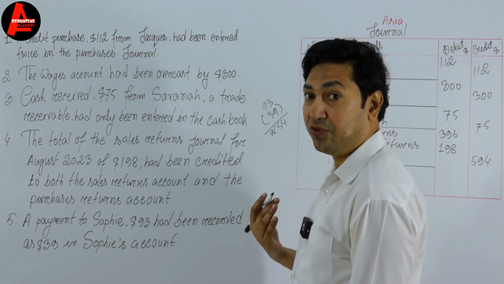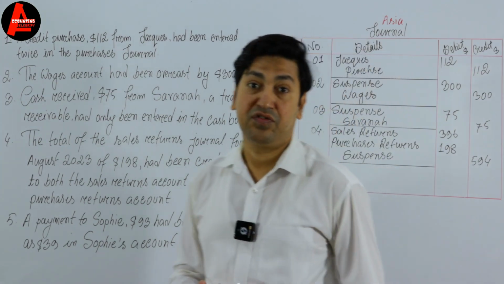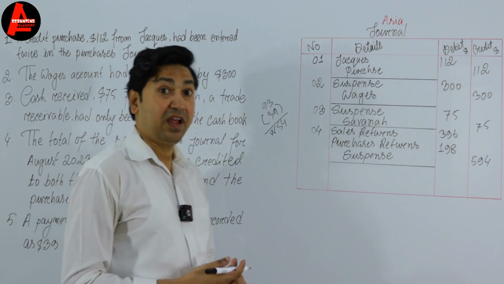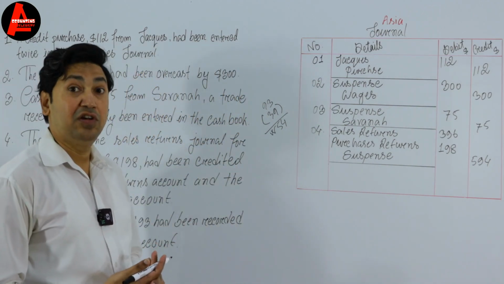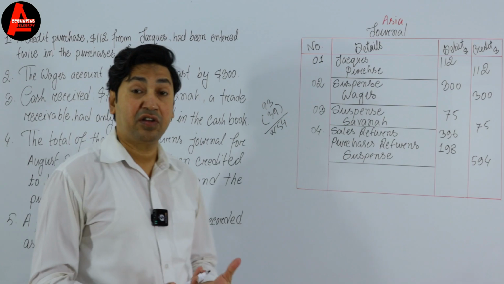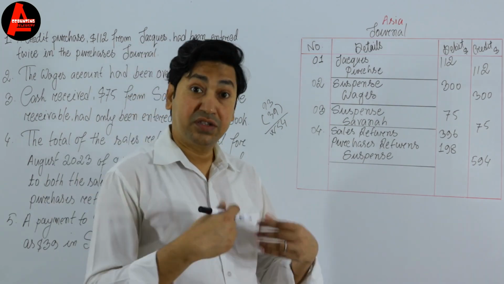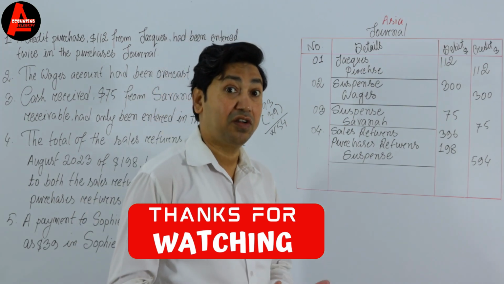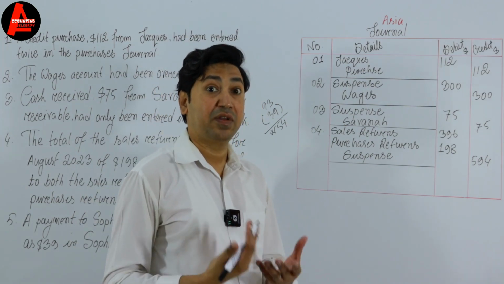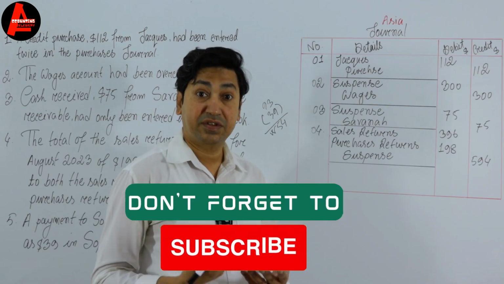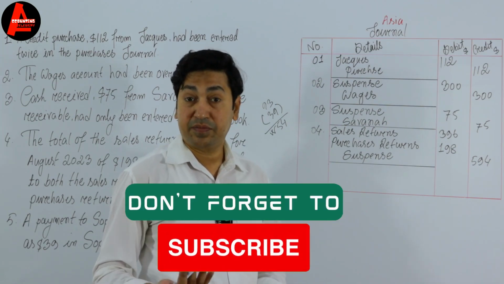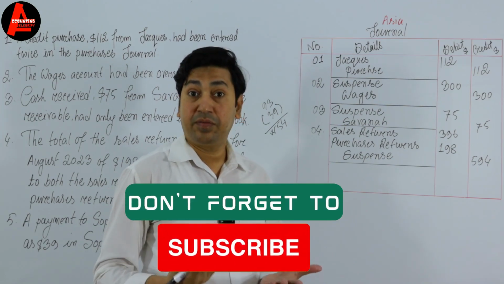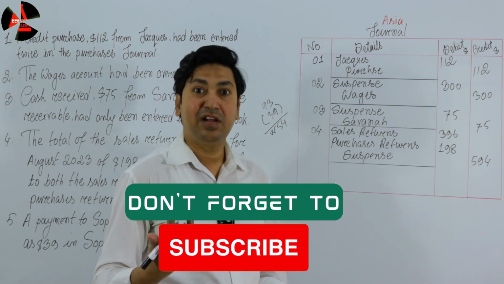So what is the journal now? Here we will write Sophie's account to be debited and Suspense account will be credited. Why is Sophie's account debited? Because we will pay Sophie. Sophie will be here the receiver. You know, the receiver account is always a debit account. The receiver will always be debited. It is a personal account. What is the rule for a personal account? The receiver will be debited and the giver will be credited.